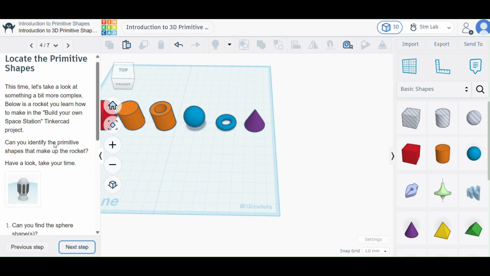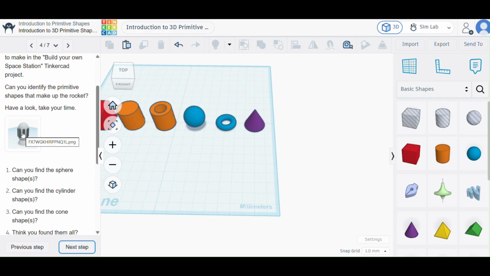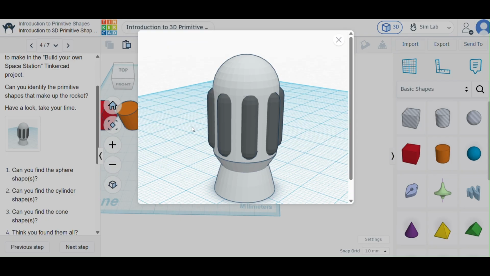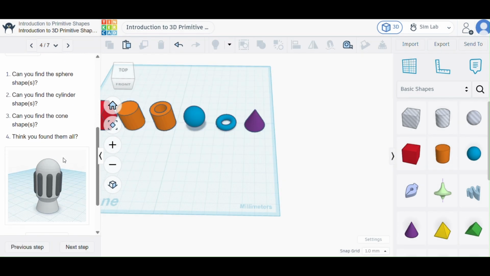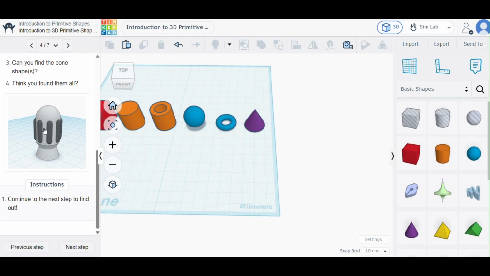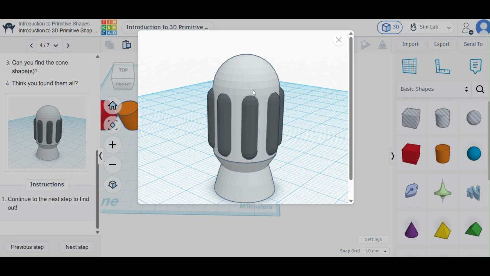All right, locate the primitive shapes. Take your time, look at this, and think, where are the primitive shapes? You can probably see this dome right here is the top of a sphere. That one's pretty good. Look at this down here. It's round at the bottom and it tapers up. That is a cone inside there. Can you see any other primitive shapes going on here? Okay, let's look at them. Think you found them all?